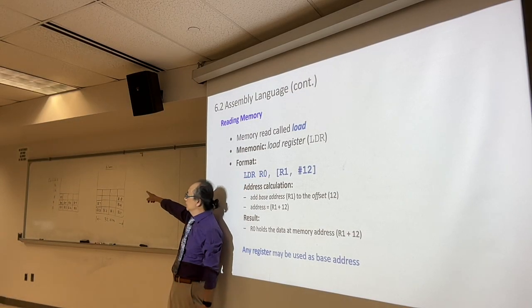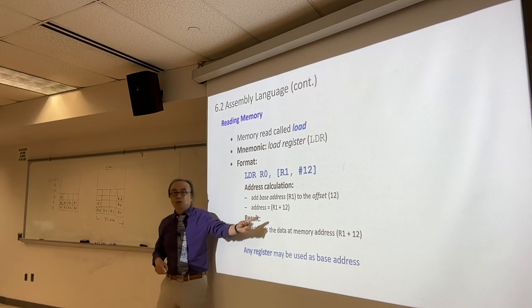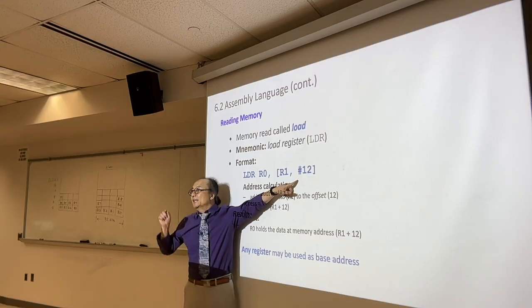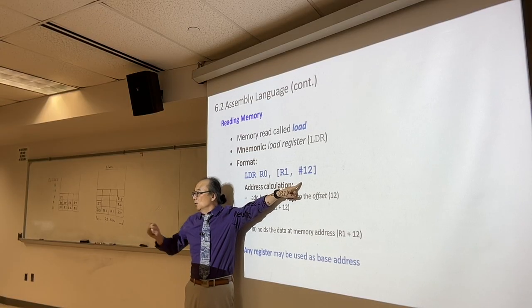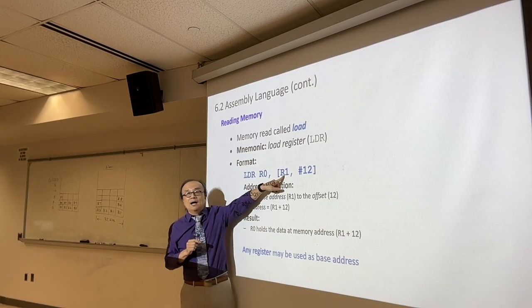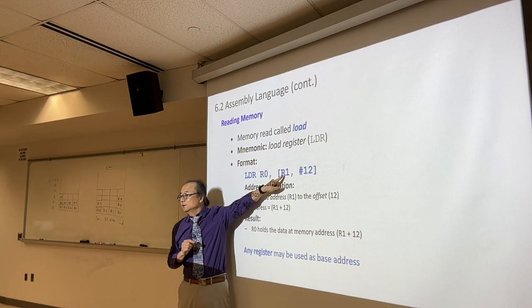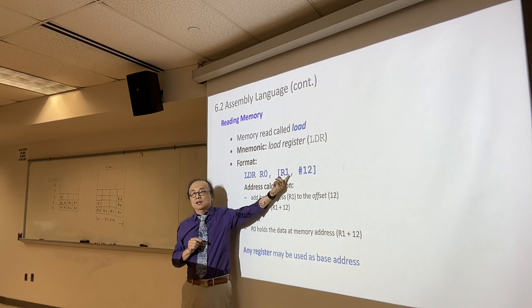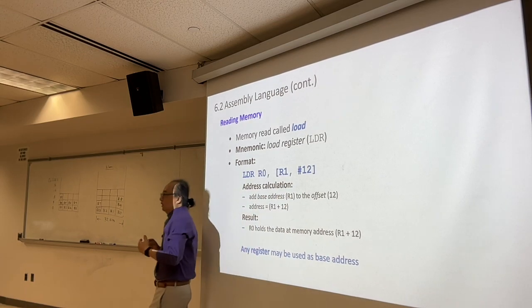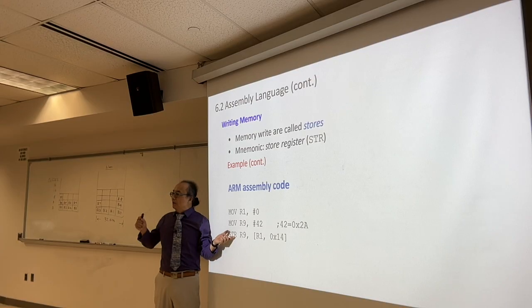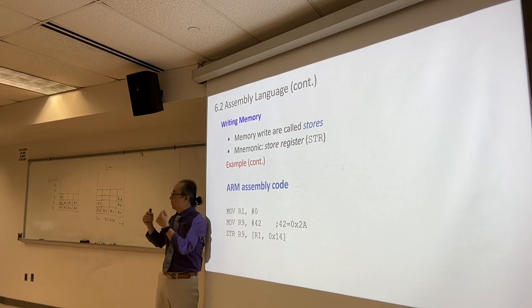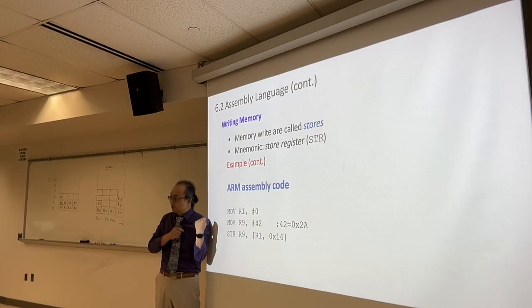How do we calculate the exact location of the memory? The content of R1 plus whatever this number is. That will give us the exact location of the memory. This is our destination, the first one. And then the content of R1 plus the constant equals the memory address. Now, LDR is loading from memory to register, right?